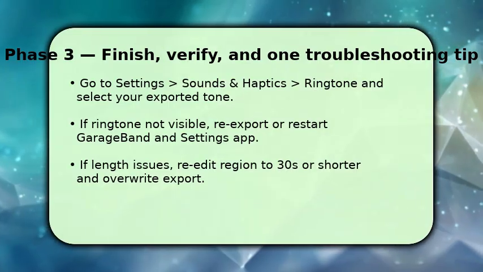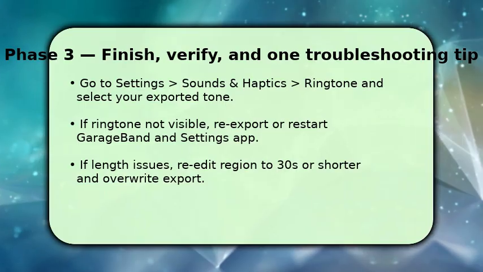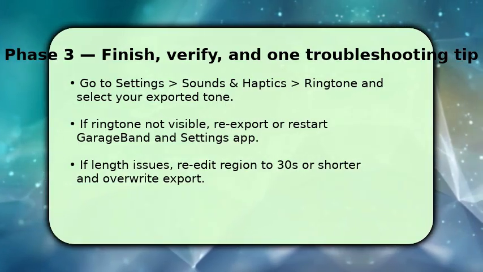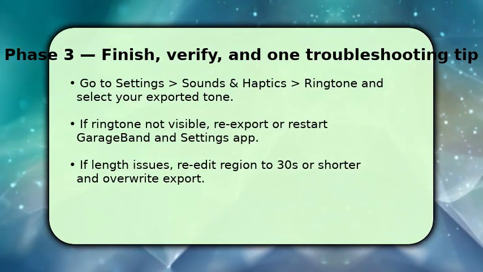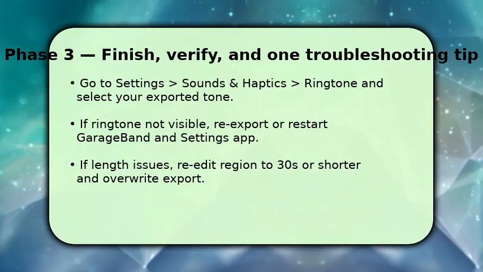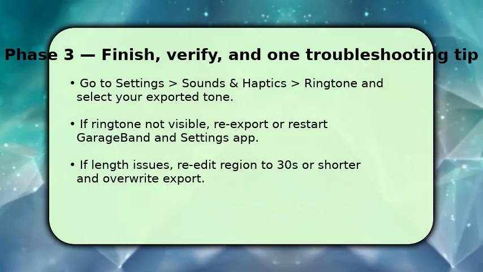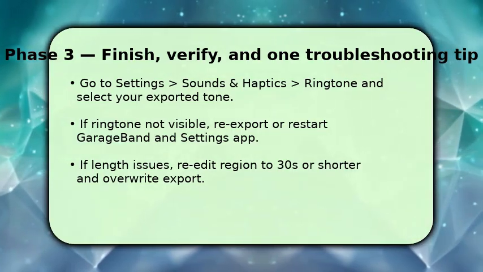If you don't see the ringtone, restart the Settings app or export again from GarageBand. Sometimes the new file needs a refresh. If it plays clipped or too long, return to GarageBand, shorten the region to 30 seconds or less, re-export, and reselect it in ringtone settings.